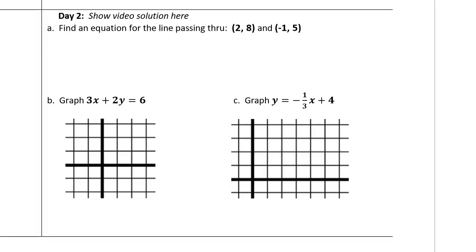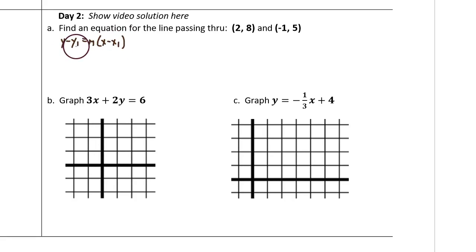Here's the answer for day 2. In question A, we're asked to find the equation of a line that passes through these 2 points. To do this, we can use the point-slope formula. Y minus y1 equals m times x minus x1.